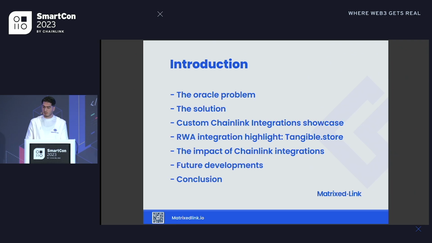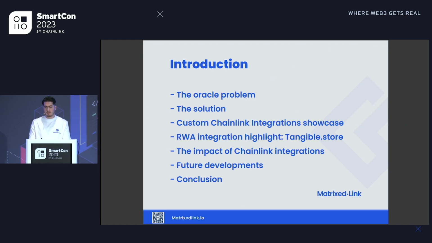All right, so I'll give a quick introduction. First, I'm going to give a brief overview of the Oracle problem, and then how Chainlink emerges as a solution. After that, I'll introduce our managed node services and showcase what kind of custom Chainlink integrations we've built. I'm going to highlight our real-world asset integration to showcase how we've built a real estate oracle, which is being used to bring properties in the USA and UK on-chain to be used as collateral for a stablecoin, a yield-bearing stablecoin, USDR.